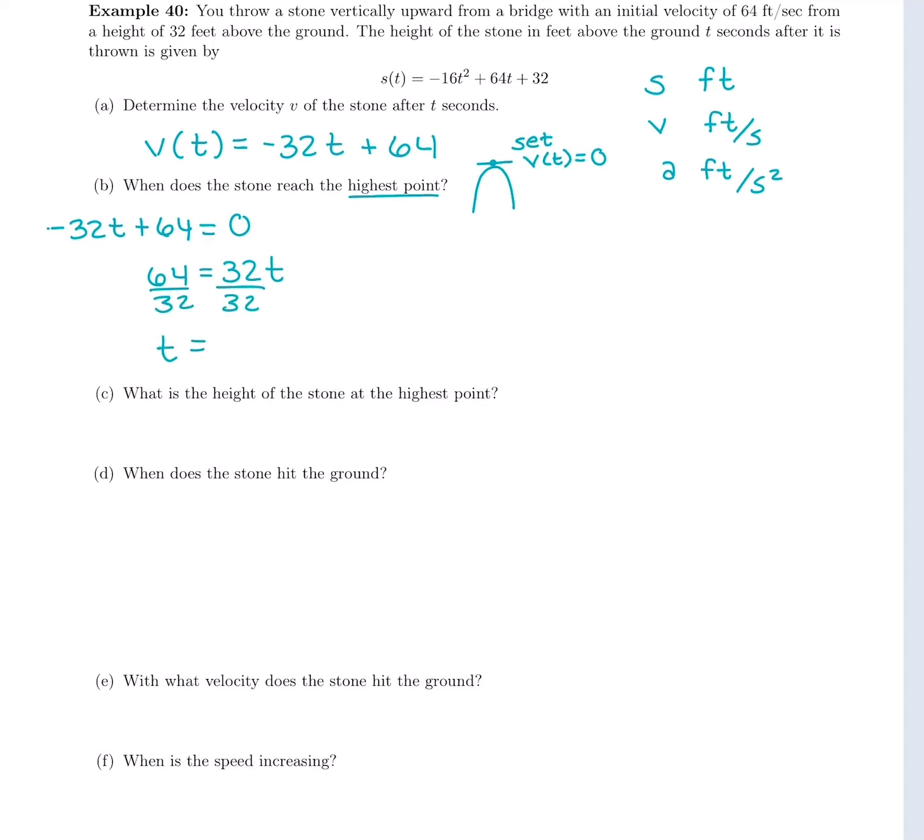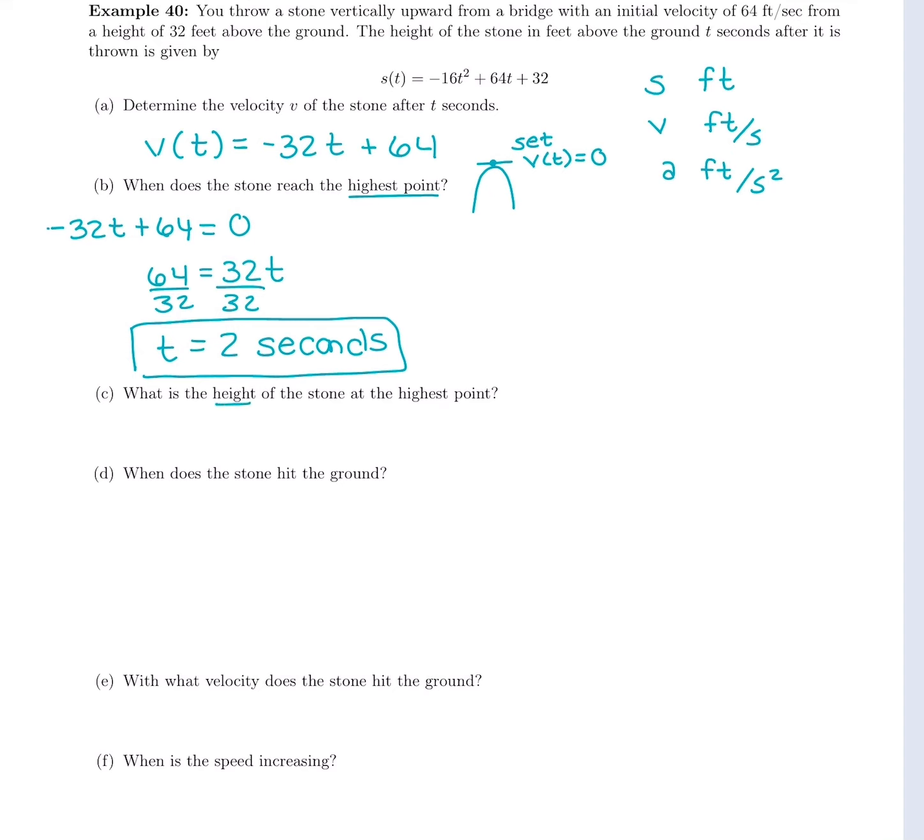So the time is going to be 64 divided by 32. It's going to take 2 seconds to reach that maximum height. So we've answered when it hits the highest point. It says, what is the height for the highest point though?